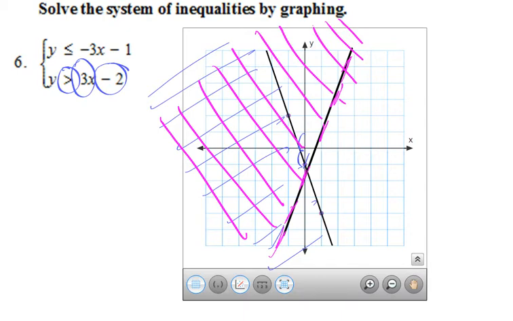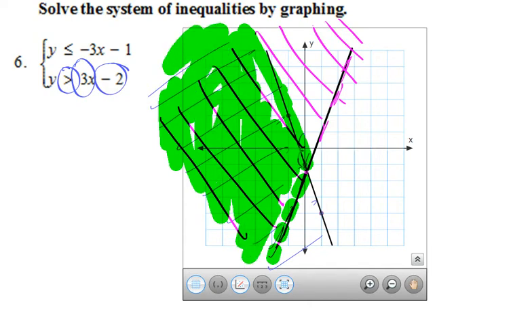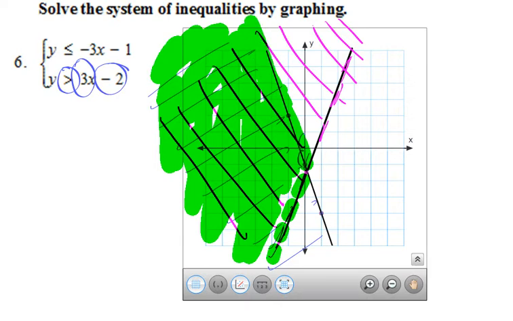So the part where these overlap is going to be here, and this dashed line here, and it's everything in between, forever and ever. But remember, this stays a solid line in your intersection, and this one down here stays dashed. Okay? And that's the solution to your system, the overlap of these two.